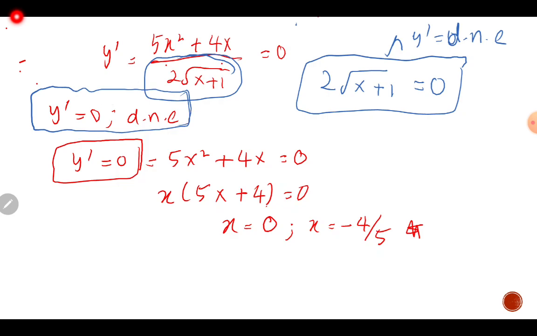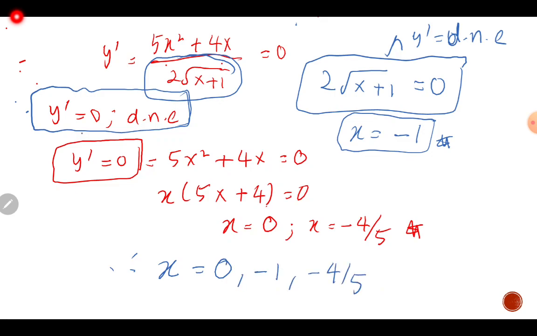So daripada sini kita dapat, okay, 2 square root x plus 1 equals to 0. So here we have x is equals to negative 1. Tak perlu di-explain dah kot macam mana dapat x equals to negative 1 kan. So in this case, in conclusion, kita ada x sama dengan 0, negative 1, negative 4/5 are our critical points. Okay, so we done with B.